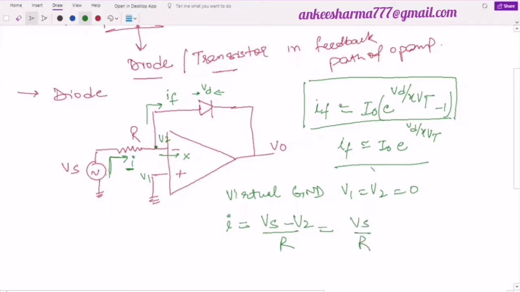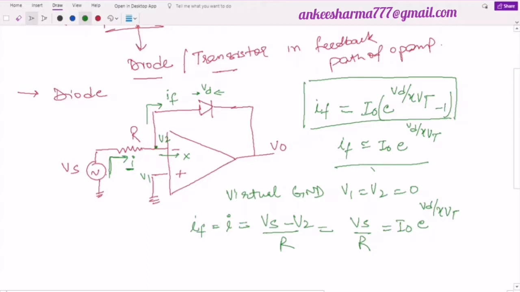Now this is one current. As I said, no current can enter the inverting terminal, so definitely all this current must go through the feedback path, and I can say here this I must be equal to IF. And if I write the value of IF, it will be equal to I naught e to the power Vd upon eta Vt. Here Vt is the thermal voltage, and eta is a constant: it is 1 for germanium semiconductor and 2 for silicon. So we won't go into detail.